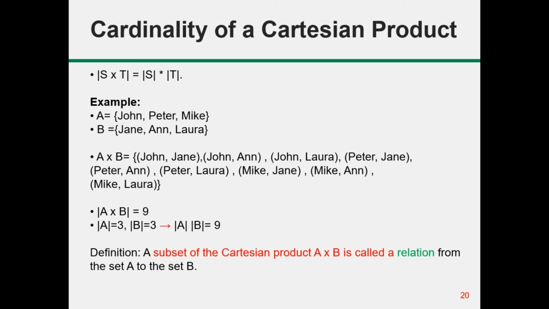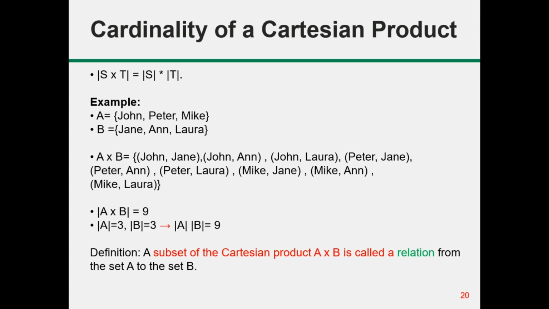Just first find the Cartesian product, then find the number of elements in it, like this. It is not confusing, actually it's a long process. For example, A × B: John Jane, John Laura, dot dot dot, and finally Mike Laura. So the number of elements in A × B is 9. In other words, there are 3 elements in A and 3 elements in B. Multiply them, and you will get the same answer. A subset of a Cartesian product A × B is called a relation.